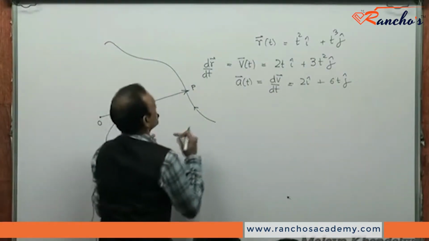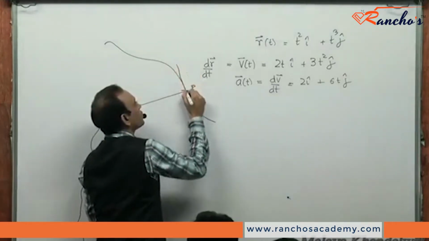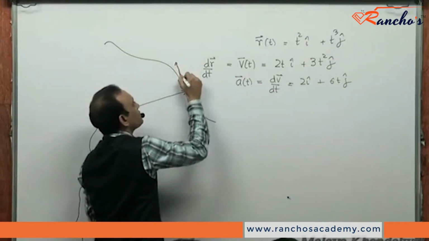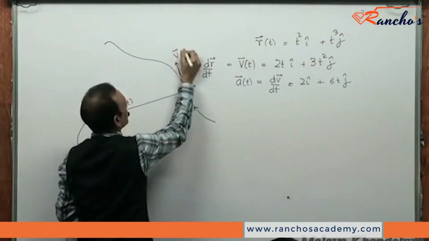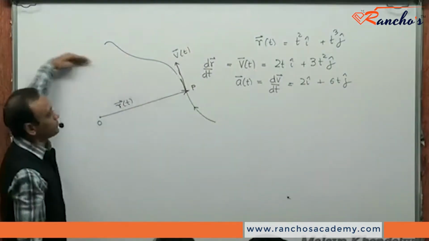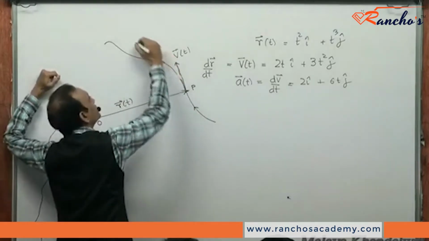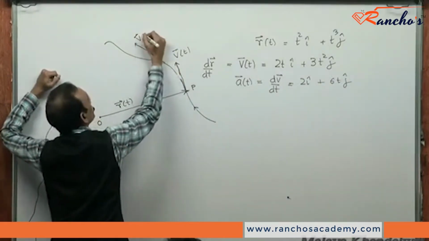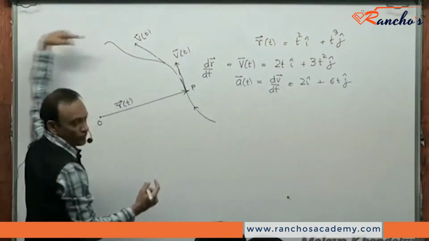And if this is the actual trajectory of the particle, what we have learned in kinematics is that the velocity vector will always be along the tangent to the trajectory at the corresponding point. This vector v will always be along the tangent from point to point, right? So at every point, the velocity vector will be along the tangent. This is the velocity vector here, that's the velocity vector there, and so on and so forth.